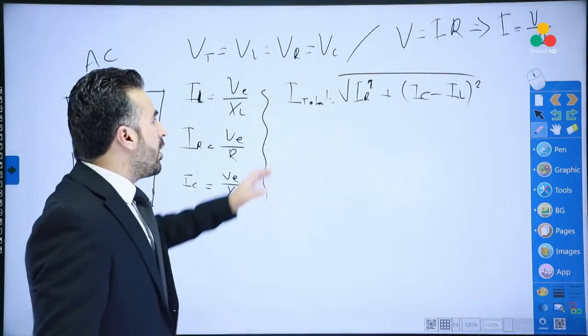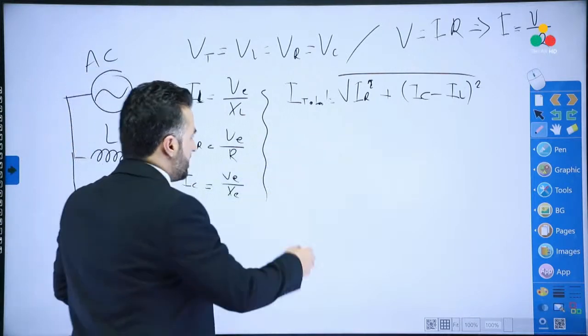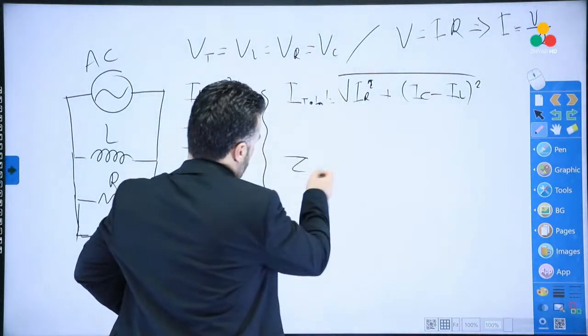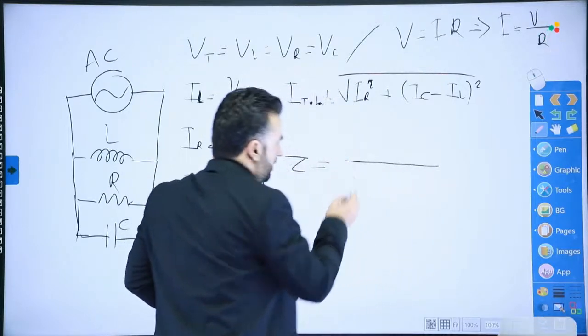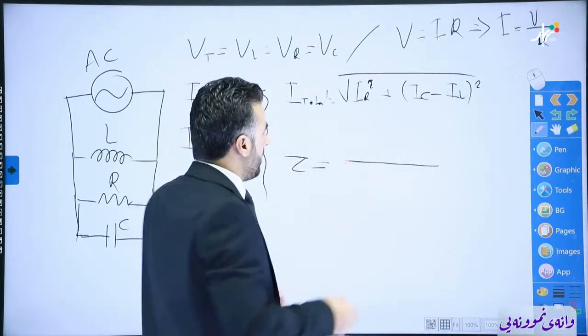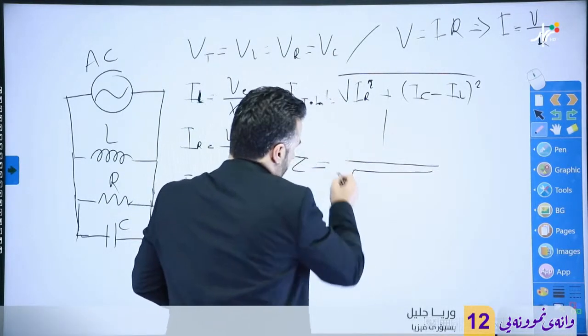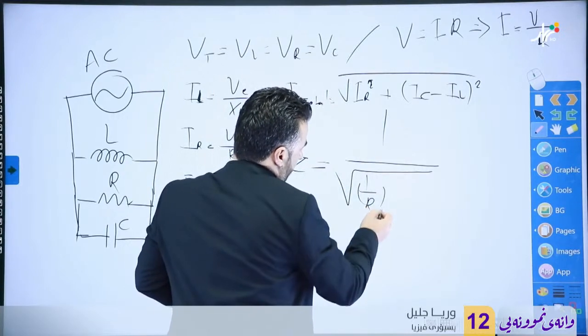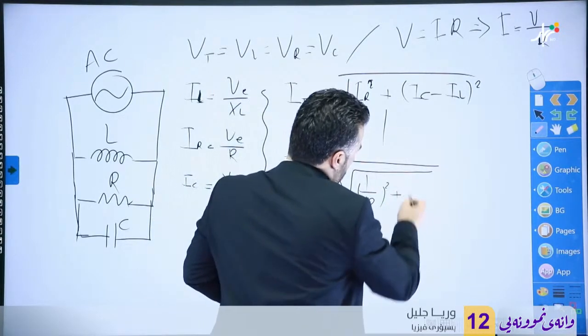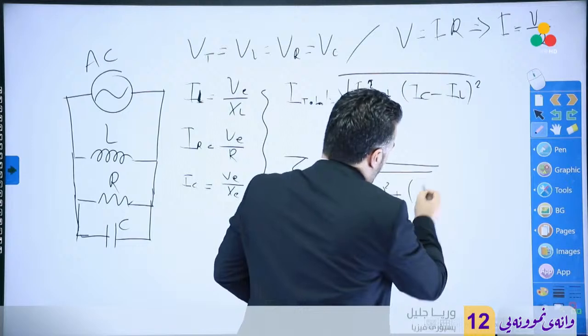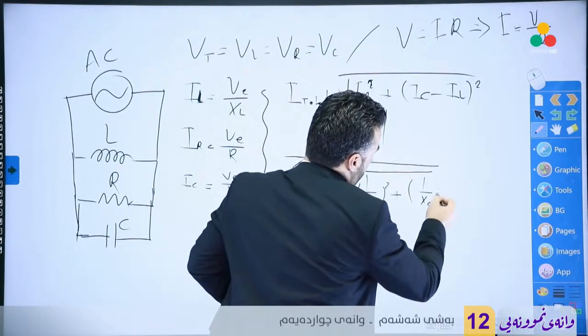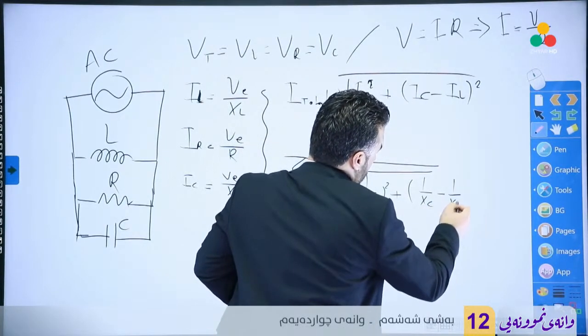What about regarding the resistance here? Regarding the resistance, of course, we can say Z equals, without proving the equation and all that, 1 over the square root of 1 over R, and of course that is squared, plus 1 over XC minus 1 over XL in here.